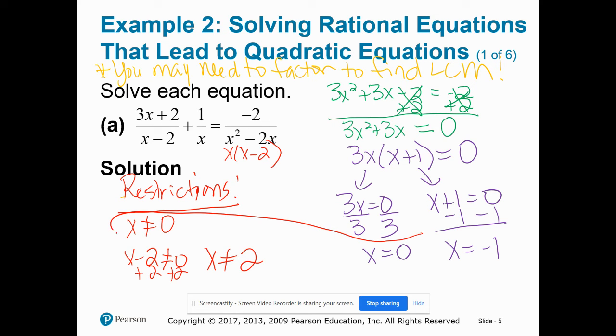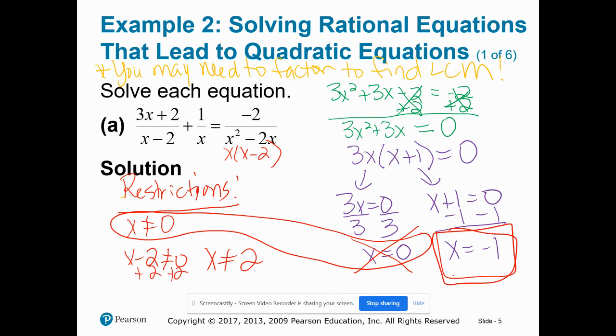Well, our solution of 0 matches our restriction of 0, our excluded value. So this is extraneous. We're not allowed to have it. But the -1 checks out because it doesn't match anything. So our only solution is x is equal to -1.